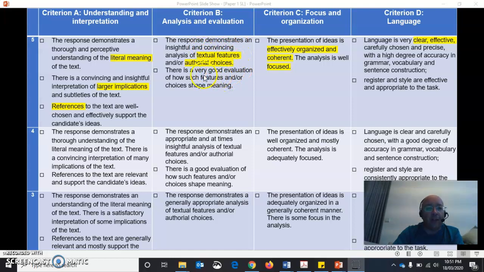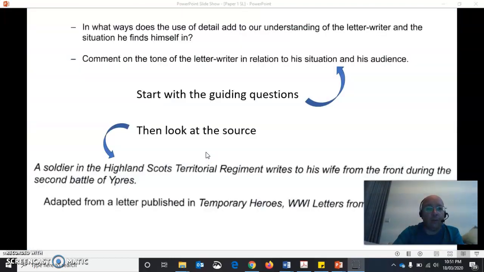Criterion B looks at the close analysis that you can do. You can zoom in here and pick out particular features. Think about the context of composition, what the author was thinking about, why they use certain types of language. Organisation: is your presentation, is your essay well organised and focused? And language: is it clear, effective, and basically polished? Okay, so that's the mark scheme that we're looking at.